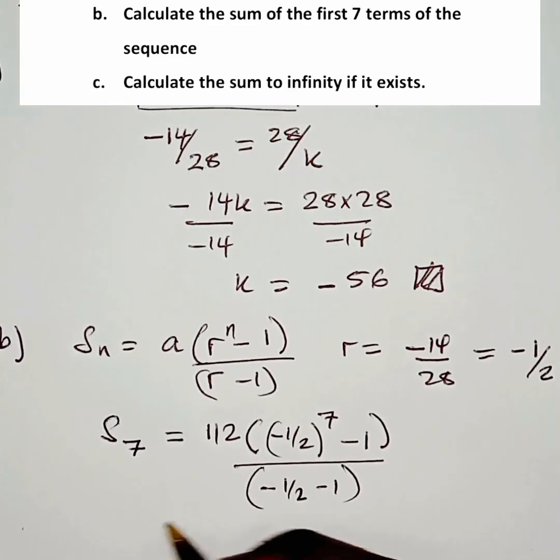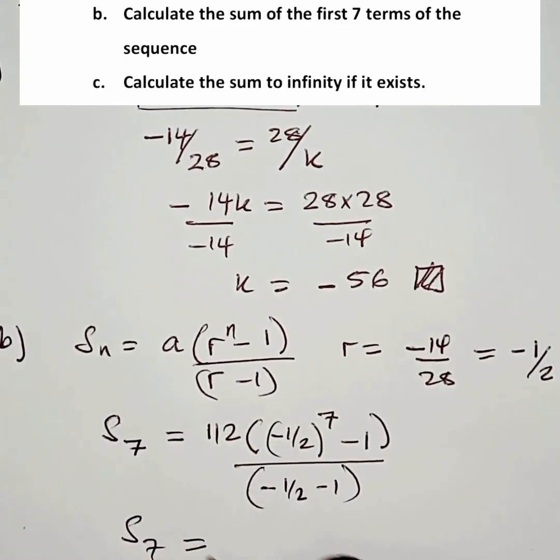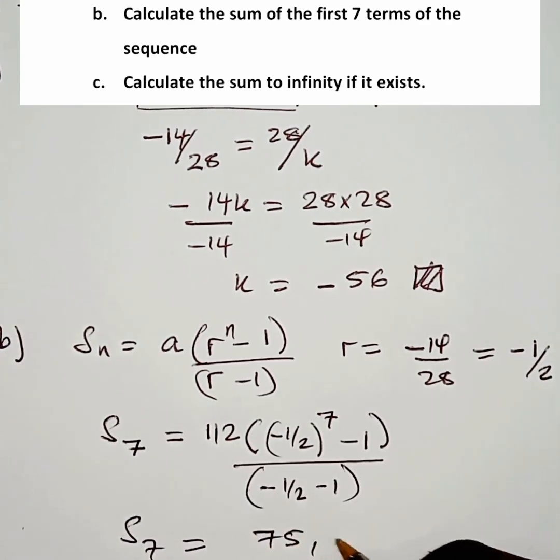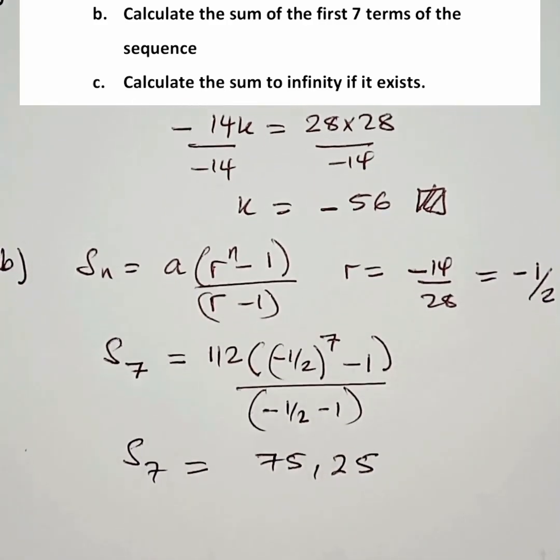Now I'm just going to use my calculator on that. So we say 112, then open bracket, minus 1 over 2 to the power of 7, minus 1, close bracket, divided by minus 1 over 2 minus 1. There it is. Then we get our answer, which is 75.25. So that's the sum of the first 7 terms of that sequence.